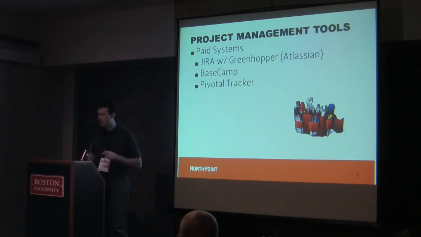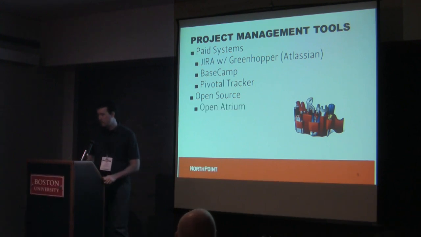Pivotal Tracker, very similar tool, a little bit lower cost, but more geared towards Agile and Scrum. That's what it was originally built for. But these three tools, there's other ones as well. These just happen to be the ones we've used, and I know they work pretty well. But then the open source ones, right? We're in an open source meetup. These are the ones we want to look at as well.